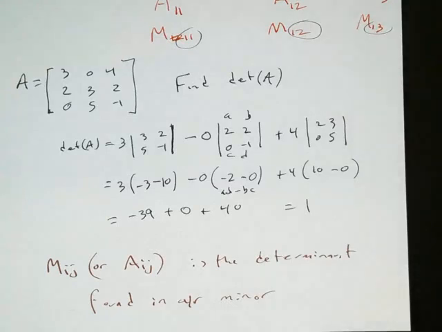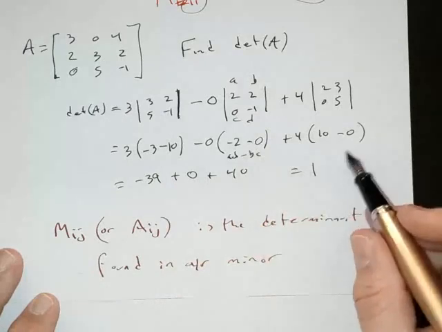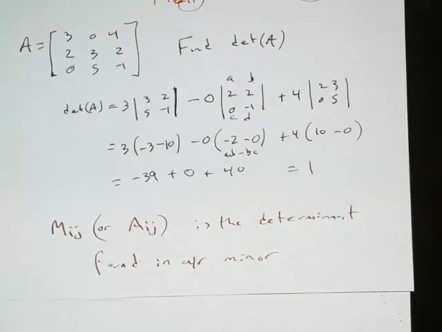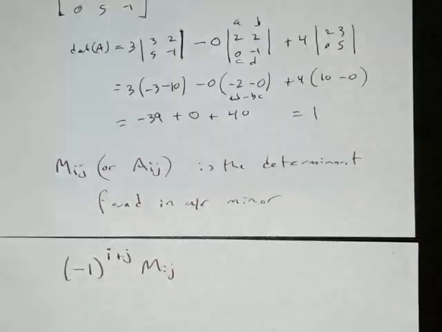So that Aij number, in this case negative 13, in this case negative 2, in this case 10, those are the numbers we get by doing the little 2 by 2 determinants. Whether or not that should be added or subtracted is found by taking a negative 1 and raising it to the sum of those i and j numbers. If that's even, we're going to get a plus. If that's odd, we're going to get a minus.